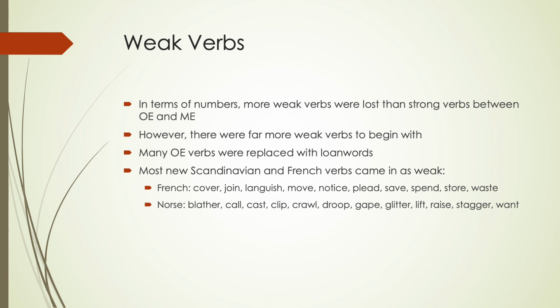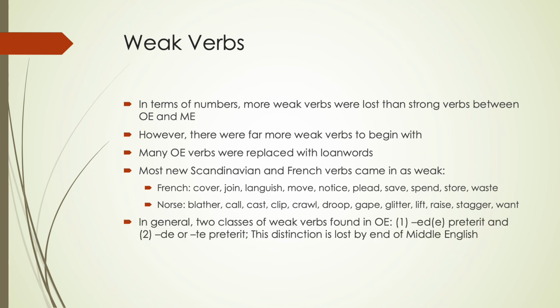And during this time period, we had two classes of weak verbs that could be found. We had an -ed preterite and a -de or -te preterite. This distinction also goes by the wayside in Middle English, and we just end up having either a dental preterite for the weak verb or an irregular verb.